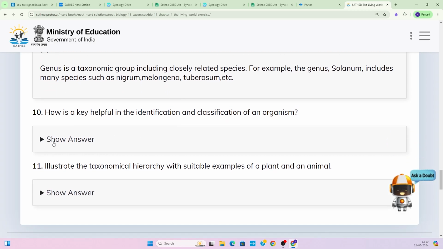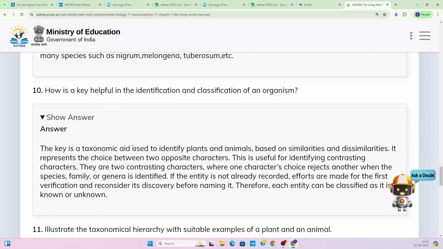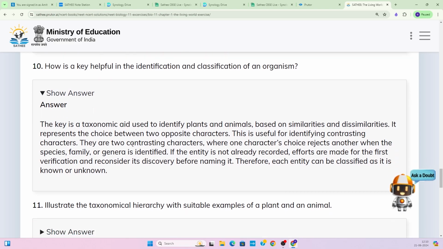Next question: how is a key helpful in identification and classification of an organism? A key is a taxonomic aid, and it is used to identify plants and animals. It is a technique to identify plants and animals based on their similarities and dissimilarities. We just have to see what the similar characteristics are in two plants and what the dissimilar characteristics are. That is known as a key.